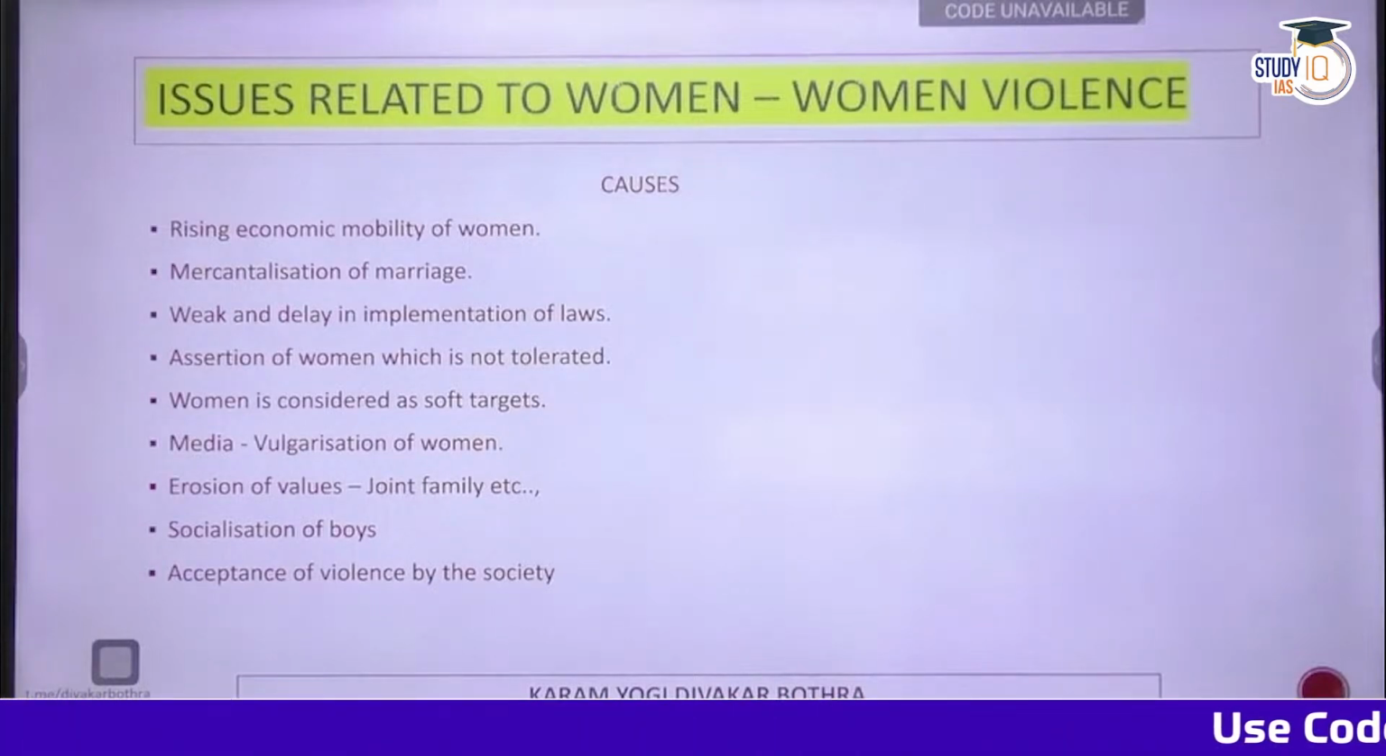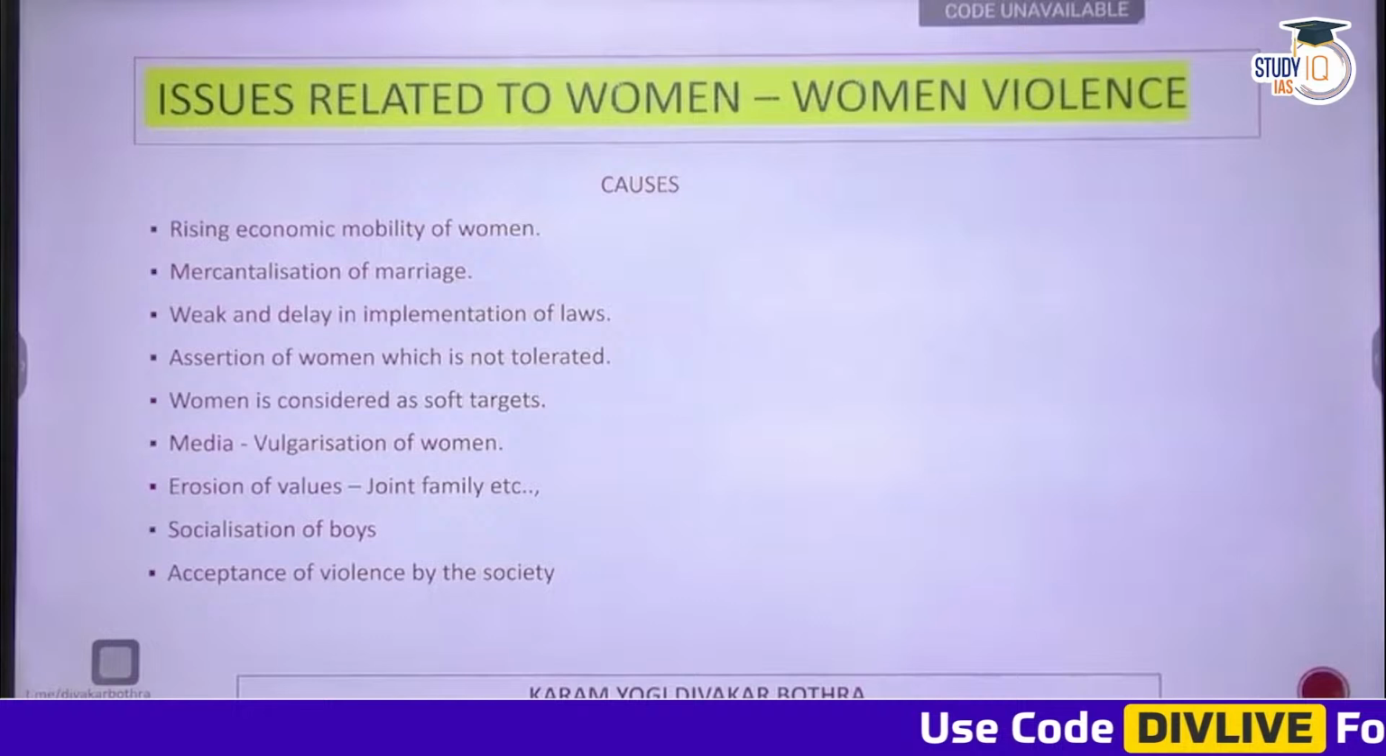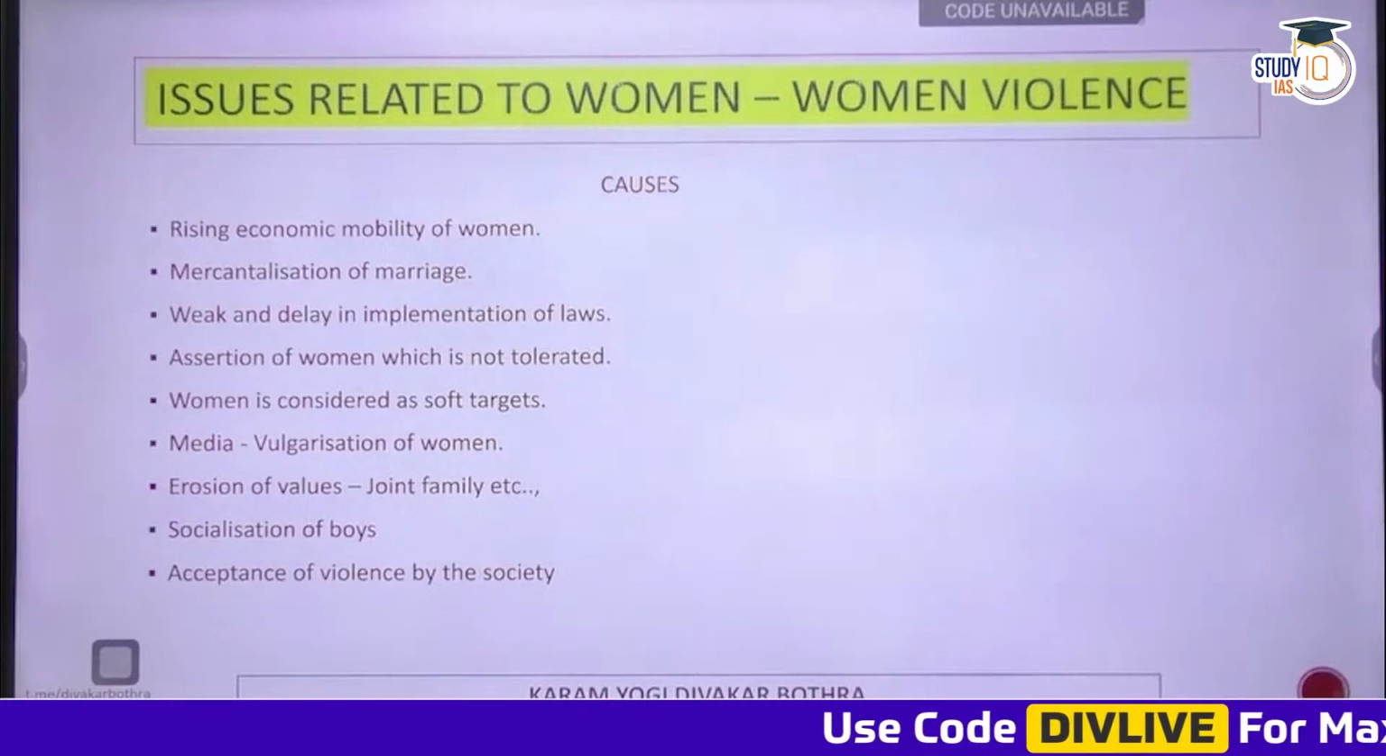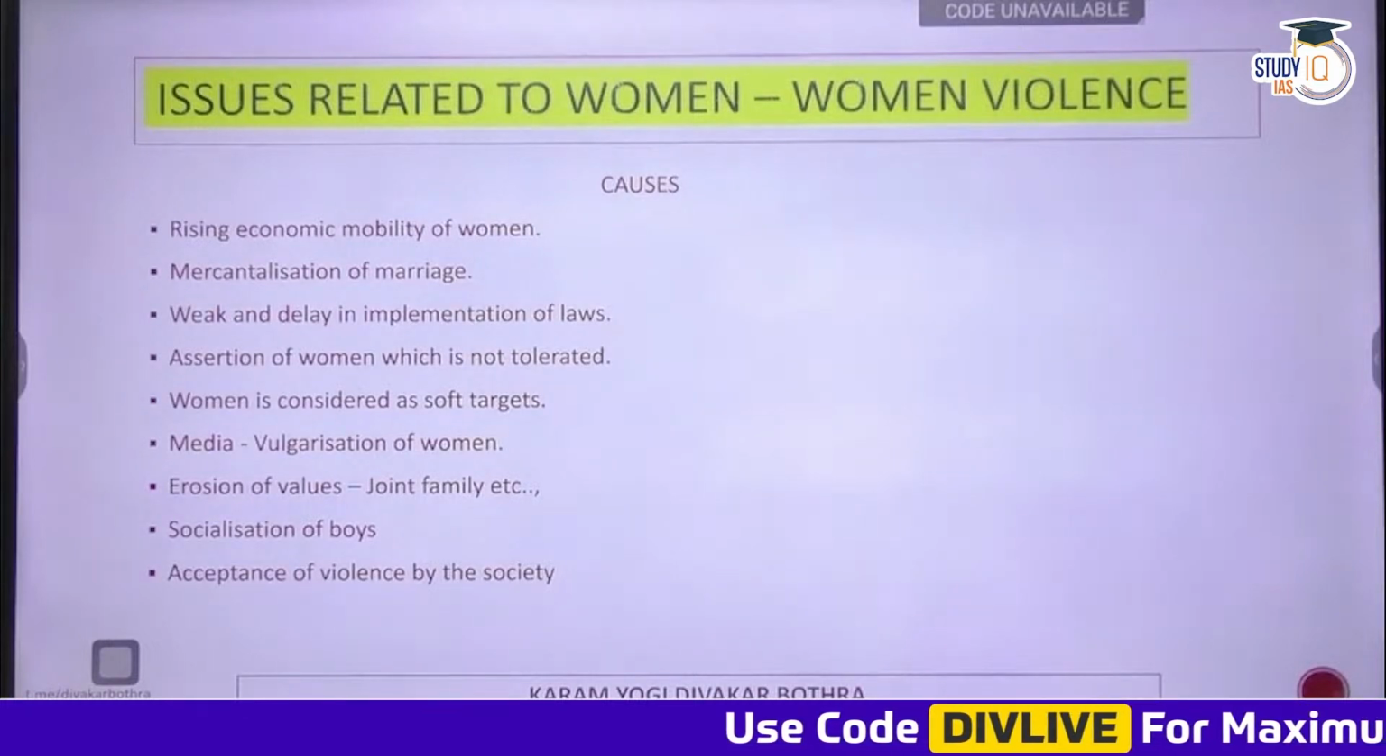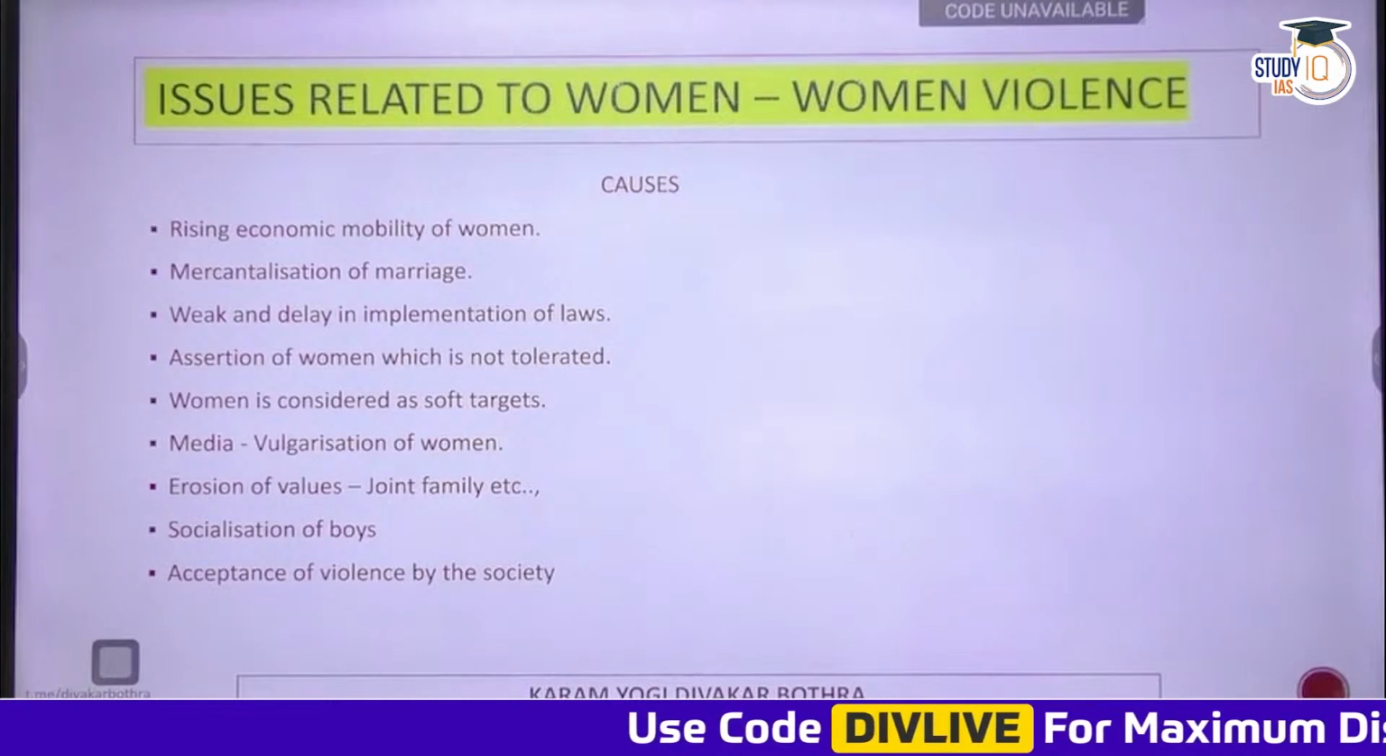Media. To an extent, media is also responsible for violence against women. Why? Because many times media vulgarizes women by equating them to sexual toys or sexual commodities.